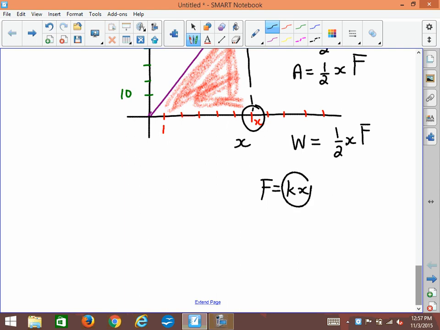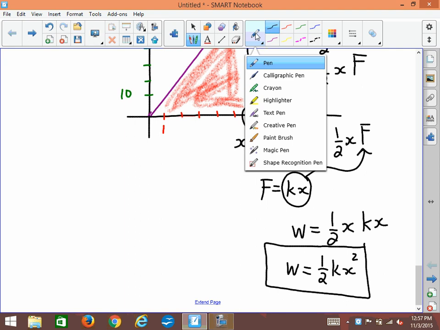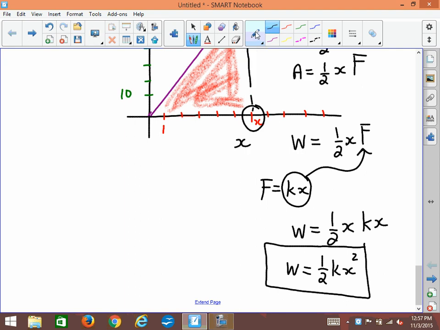So I can replace that with this kx, and I get work equals 1/2 of x times kx, or more commonly written as 1/2 kx squared. It looks very much like the formula for kinetic energy, right? Now, this is the work that would be done by a spring, or the work that you would do on a spring if you stretched it that much. But you could also think of this as the energy stored in the spring.